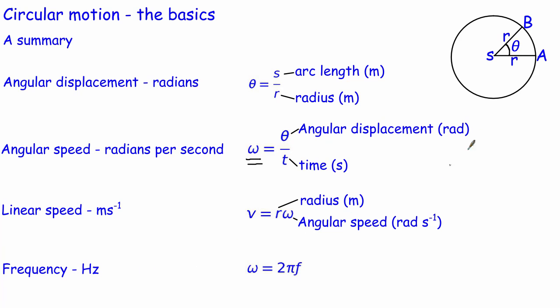And finally, if we want to associate a frequency with this thing, then the frequency is simply given by the angular speed equals 2 pi times frequency. So if we want to work out the frequency, we can simply just rearrange that equation. So that was a very quick summary of the basics of circular motion.